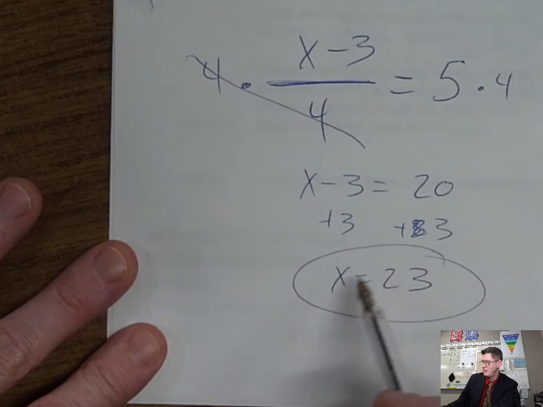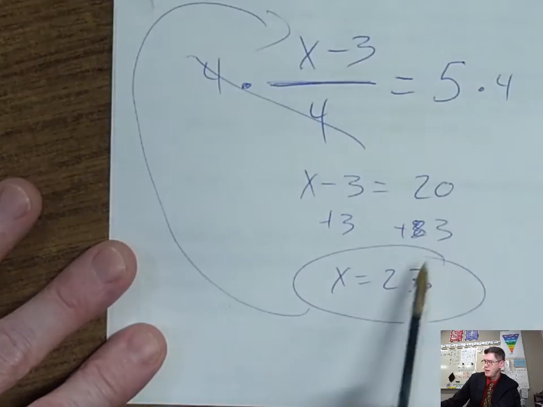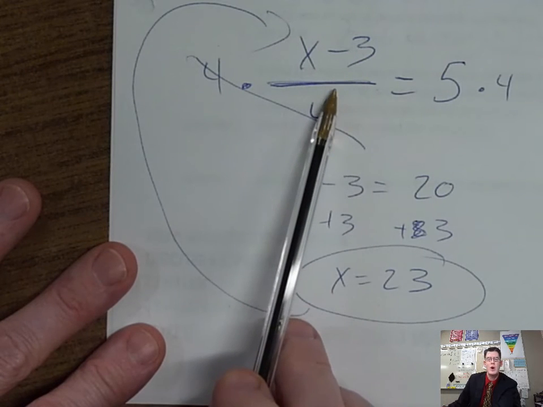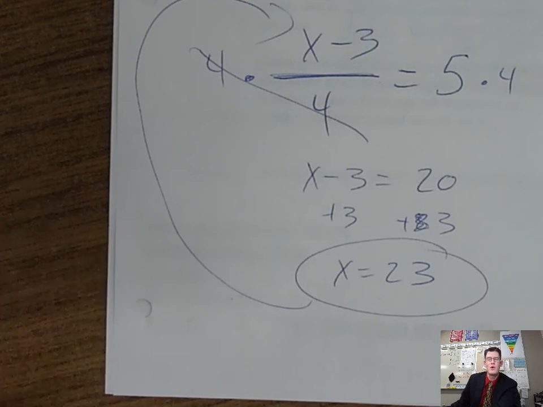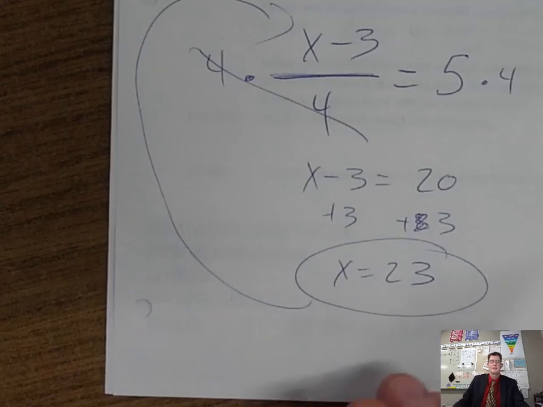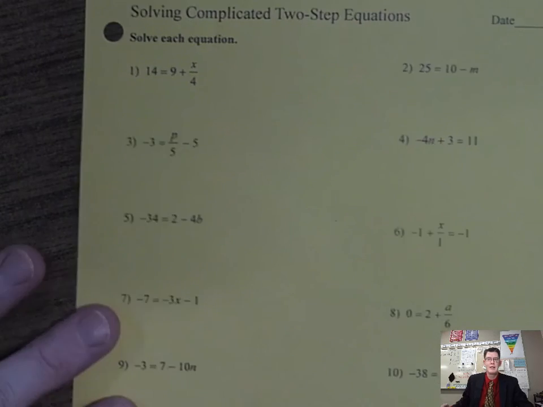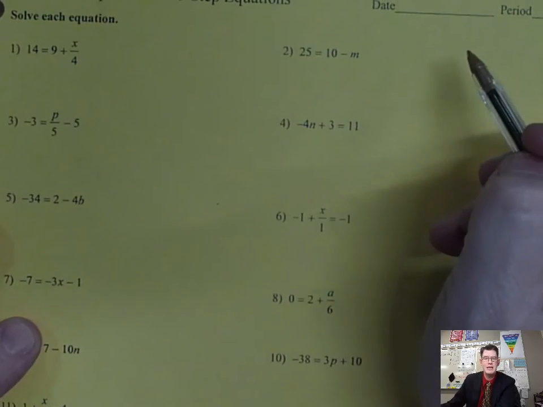And if you want, you can check yourself by putting this 23 back in. 23 minus 3, that's 20. 20 divided by 4 is 5, so we know that we did it right. So that's the kind of work that you'll be doing on the assignment today. And if I can just show you one or two of these to help out.